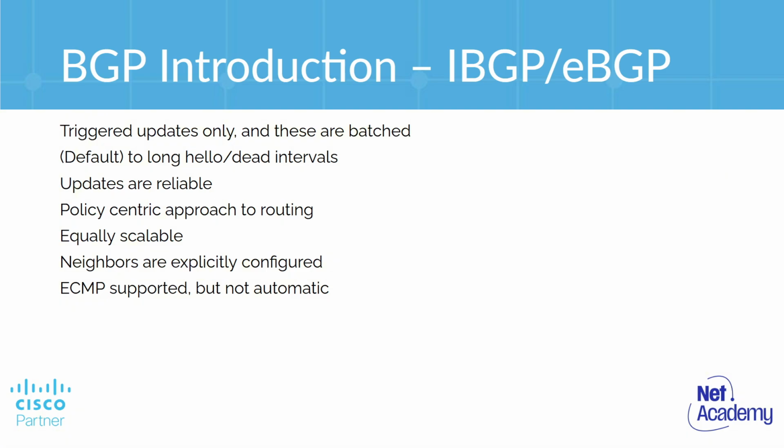So what are some of the ways that eBGP and IBGP are similar? Well, they both do triggered updates only, and those updates are batched. This doesn't make a lot of difference to you if you're just running it at the edge of your internet or the edge of your WAN necessarily. Most likely you don't have a lot of routes. Maybe you do. I don't know what your environment is.